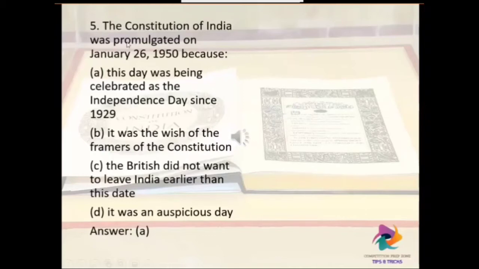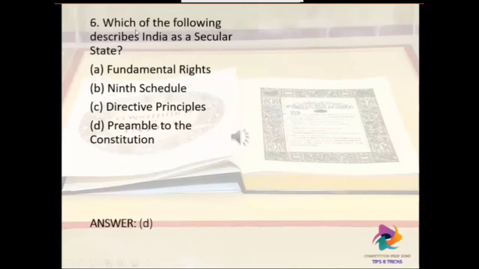Question number 6. Which of the following describes India as a secular state? A. Fundamental rights, B. Ninth Schedule, C. Directive principles, D. Preamble of the Constitution. And the correct option is D. The preamble of the Constitution describes India as a secular state.